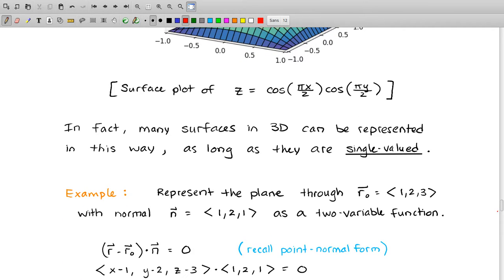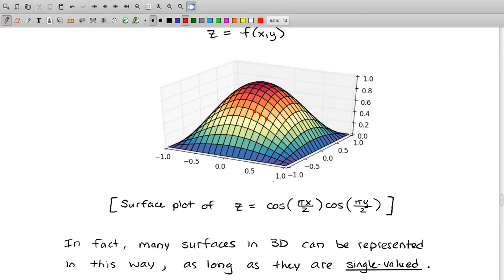This is a great way to represent more complicated surfaces than planes. But it has a very important restriction: the surfaces must be so-called single-valued. What that means is that for every x and y, there is exactly one value of z associated with the surface. All right? So very general. I can put any kind of function I want on the right-hand side of this equation and get lots of different kinds of surfaces, but they can only be single-valued surfaces.